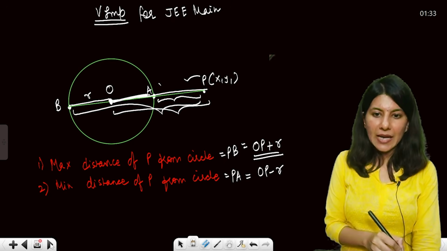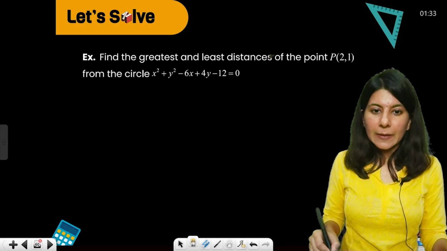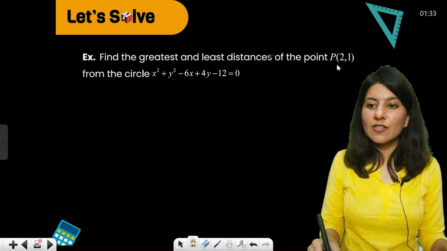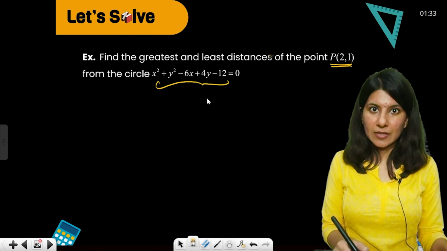Let us just apply this logic, okay? And in a question, let's do that. Find the greatest and least distance of the point P (2, 1) from this particular circle, okay?